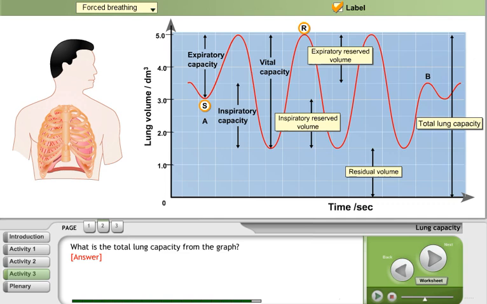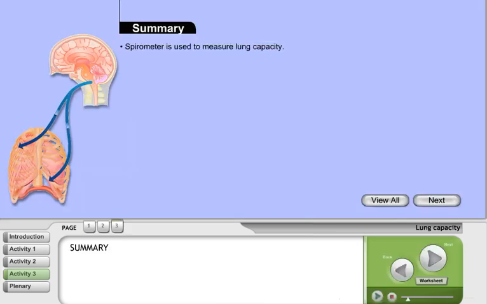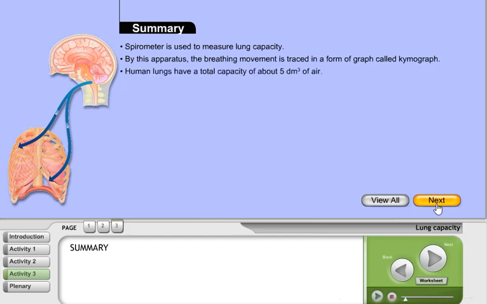What is the total lung capacity from the graph? Answer: 5.0 decimeter cube. Summary. Spirometer is used to measure lung capacity. By this apparatus, the breathing movement is traced in a form of graph called kymograph. Human lungs have a total capacity of about 5 decimeter cube of air. In a normal breath, about 0.5 decimeter cube of this will be exchanged. This is the tidal volume.